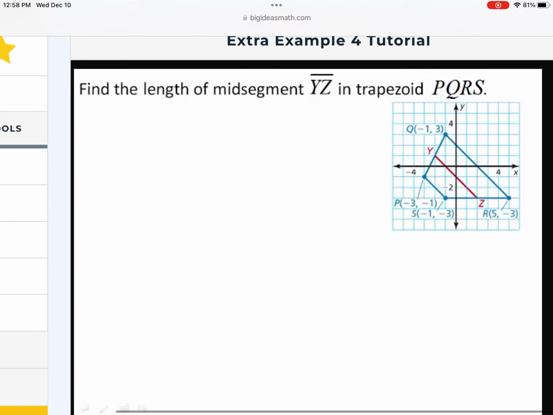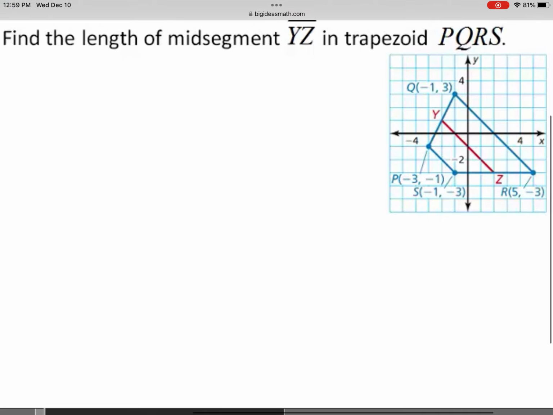Find the length of midsegment YZ in trapezoid PQRS. First, find the lengths of the bases using the distance formula. Notice that the bases of the trapezoid are side PS and side QR.